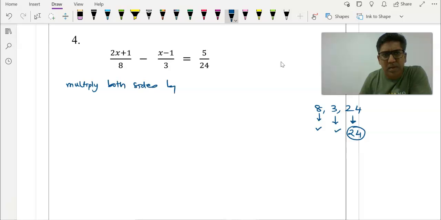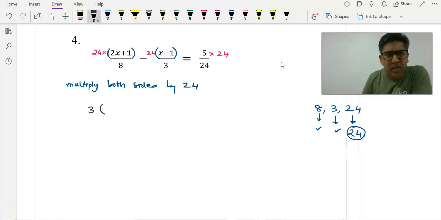Multiply both sides by 24. So wherever you have a binomial, you use a bracket. Now multiply each term by 24. So I'll have here 24 times the first bracket, 24 times the second bracket, and 24 multiplied to the right side as well. Now 24 divided by 8 will give me 3 bracket 2x plus 1. 24 divided by 3 gives me 8 bracket x minus 1. On the right side 24 will cancel out. I'm left with 5.